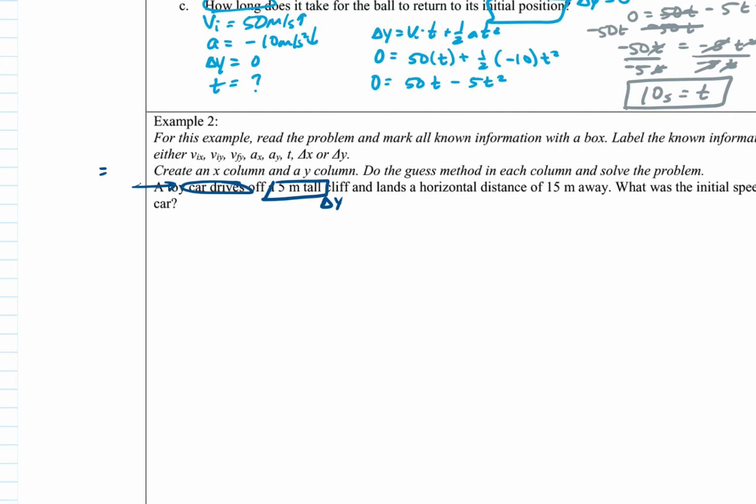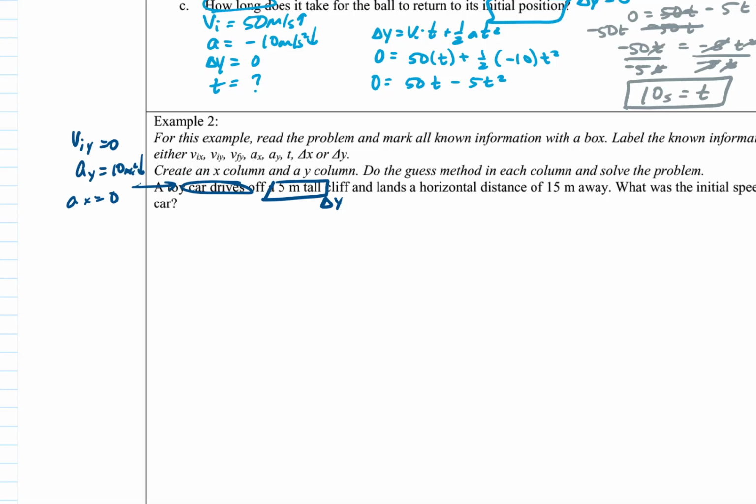the acceleration in the Y is 10 meters per second squared down. The acceleration in the x is 0. There's a projectile going off a cliff. We have no x acceleration. It's just gravity that's pulling us down. The initial velocity in the y direction is 0. That's all the things I know just from it drives off of a cliff.